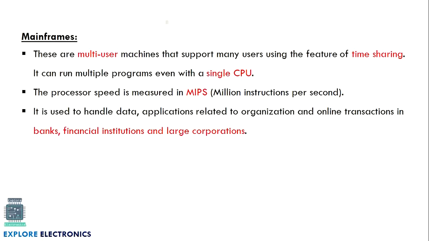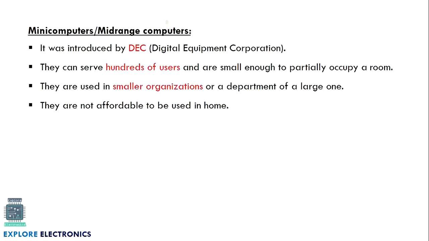The main usage of mainframe computers is to handle data and applications related to an organization like a finance institution or a bank. Coming to minicomputers, or we can call them mid-range computers. These are also capable of handling multiple users. This is not as big as mainframe computers. These minicomputers can handle hundreds of users, and these are very suitable for small organizations. But these are not affordable to be used at home.